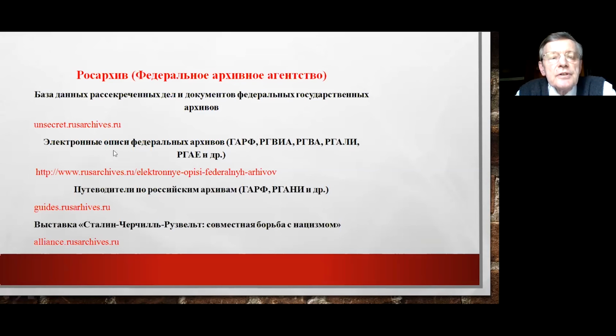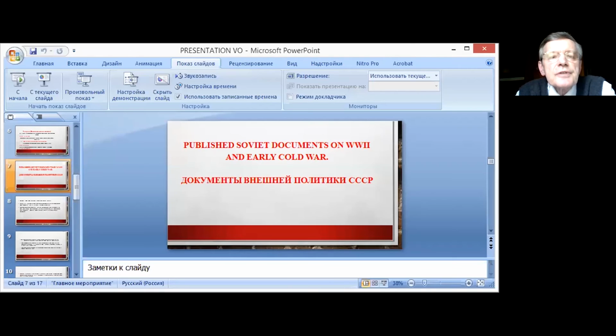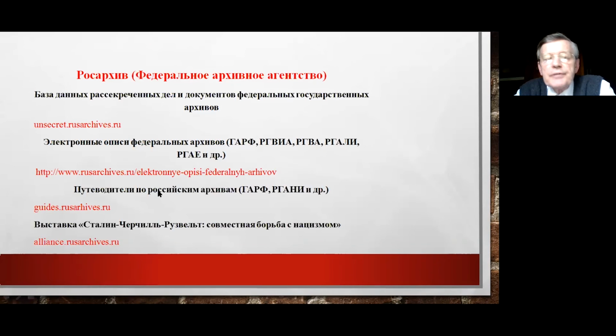There are also the digitized OPIs, the inventory lists of many archives, not AVP, unfortunately, but GARF, the Archive of Economics, military archives, and even the Archive of Literature. So you are welcome to use these collections as well. And there are also guides and finding aids to some archives available here. Unfortunately, not for AVP, but you can use other guides. So a lot of stuff on the Ross Archive site that you may want to use.